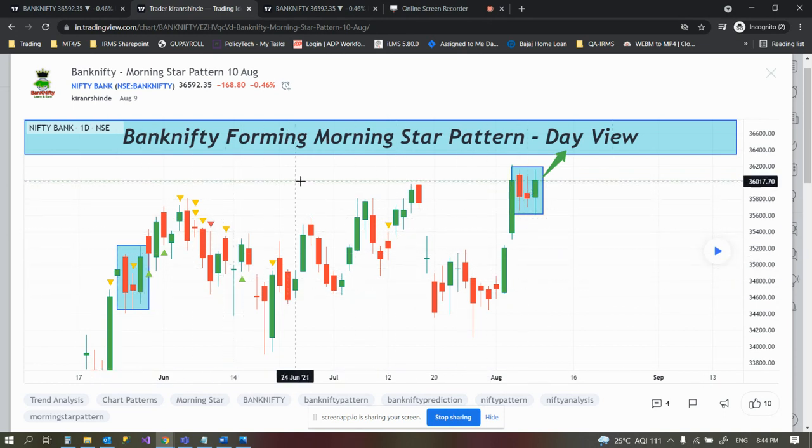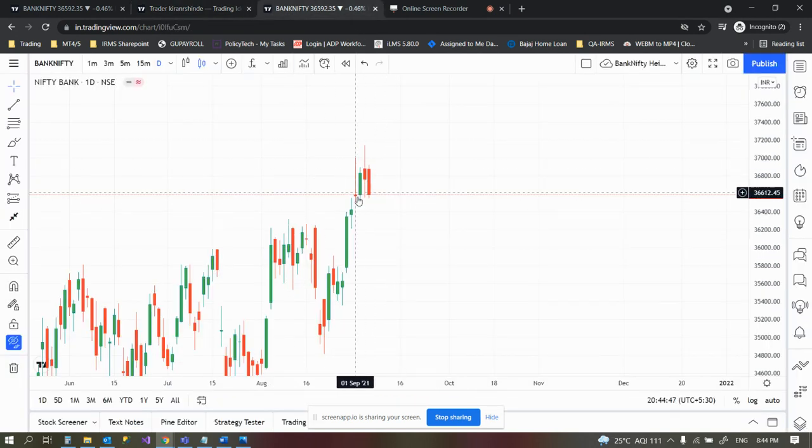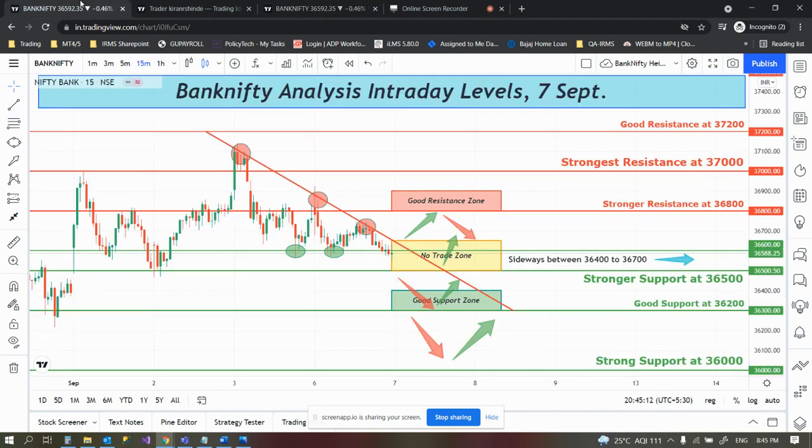bring this up to you, because we can say the opposite of the morning star is an evening star, and the same pattern we are able to see over here. We saw a big uptrend, we have a green candle, second is a long-leg doji candle, and we have a big bearish candle. So tomorrow also we may expect a downfall as well, considering the analysis from the day view point. And now let us move on to the intraday levels.